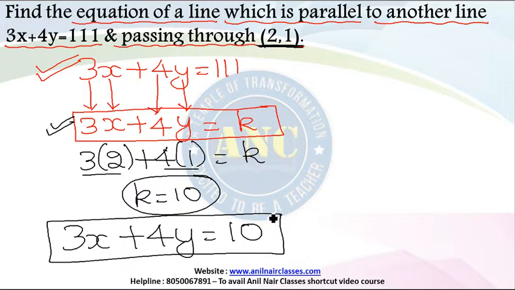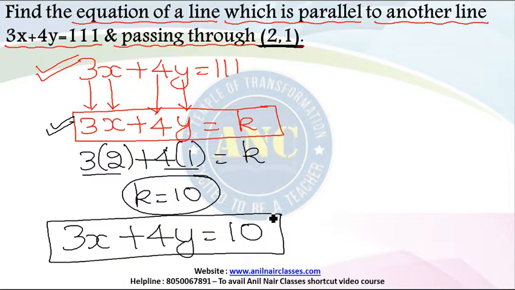And if the slopes have to be equal, then the coefficients of x and y of both the equations should definitely be the same. Only then will the slopes become equal, because the slope is given by minus the coefficient of x divided by the coefficient of y. I believe the idea is clear.